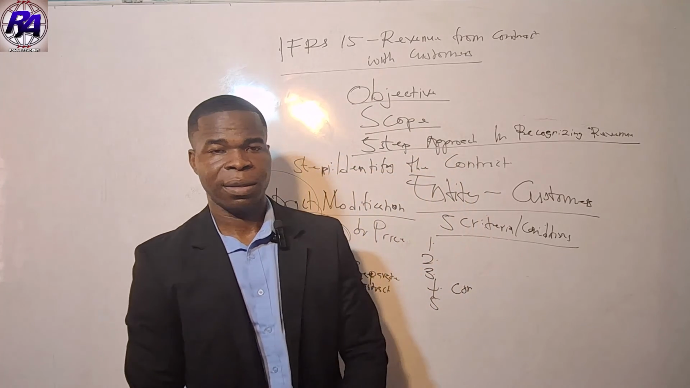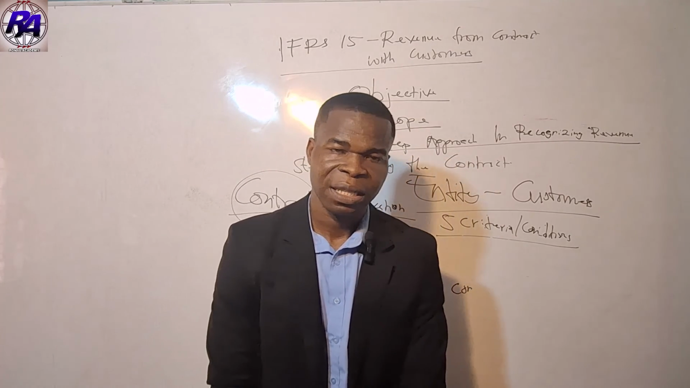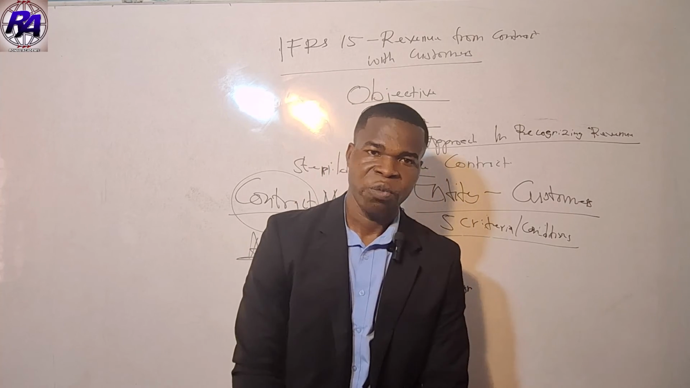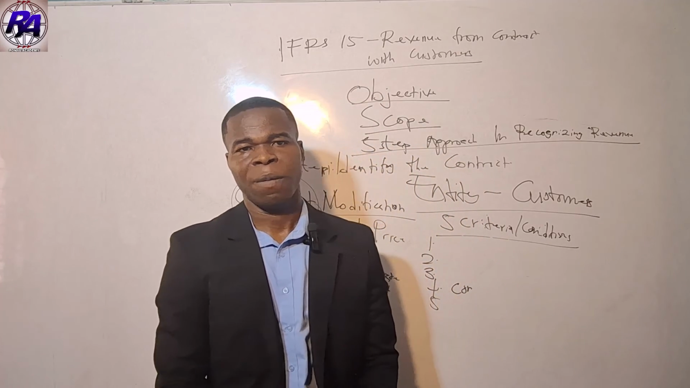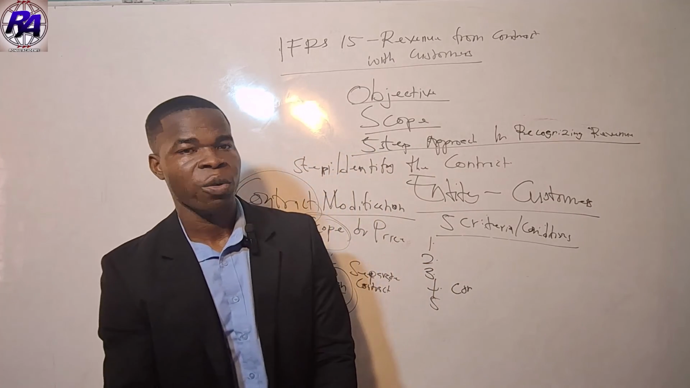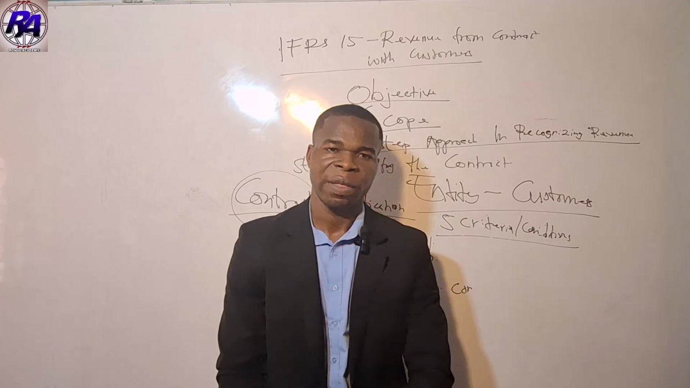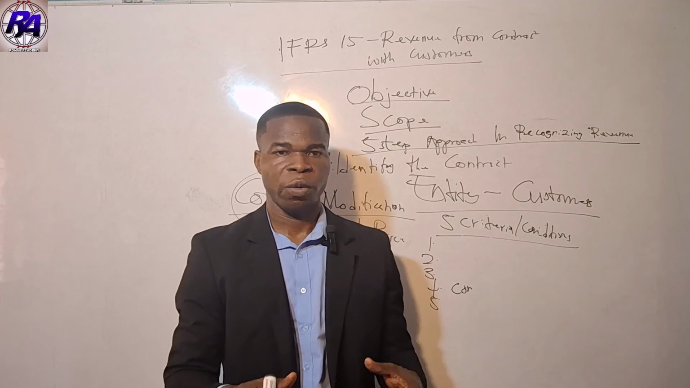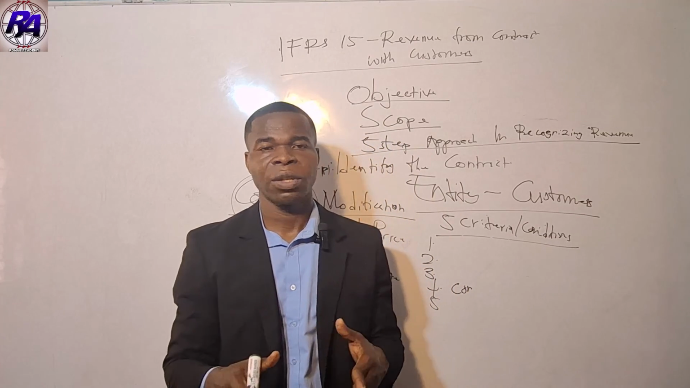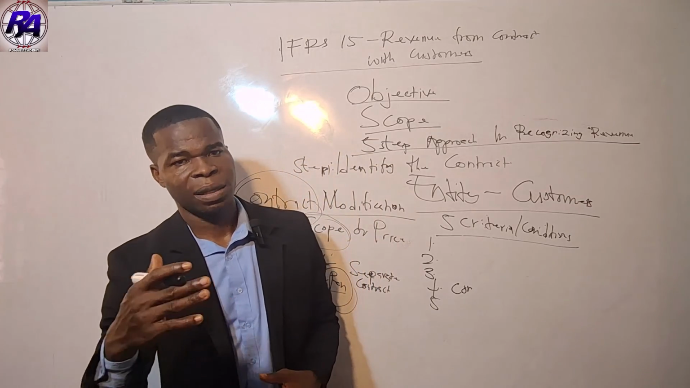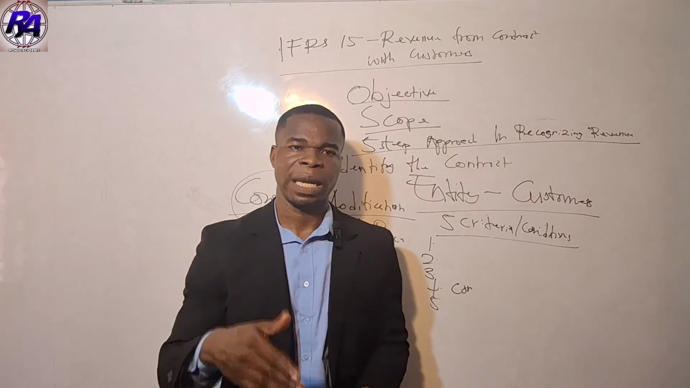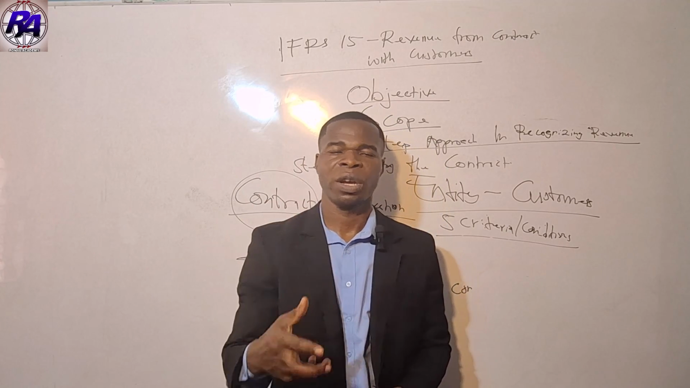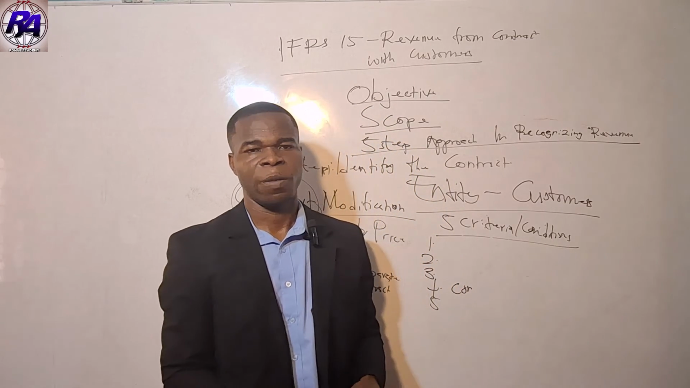My dear learners, this is the end of step 1. So we have to go to step 2, where we identify the separate performance obligations. But as we always do, due to the length of the video, we will pause our lesson on step 1, and then in our subsequent lessons, we will start from step 2 of how to recognize revenue from contracts with a customer.